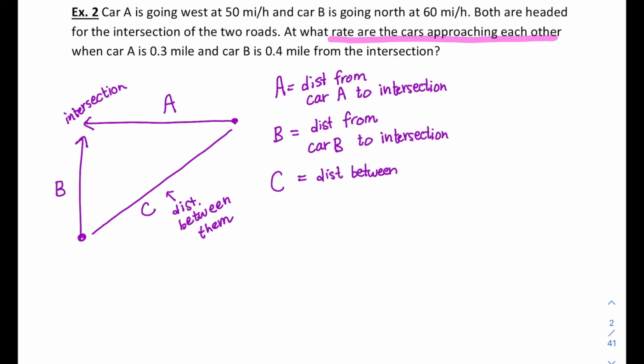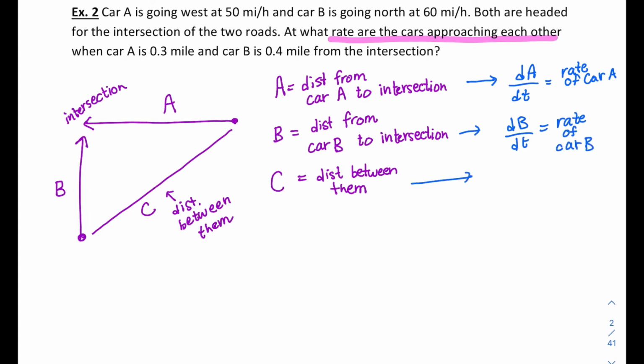And if you think about it, we are looking at how quickly these distances are changing. We know some of those values, and we're looking for the rate at which the cars are approaching each other. So dA/dt is going to be the rate of car A, its speed. dB/dt is the rate of car B, and dC/dt is going to be what we're looking for, the rate at which the cars are approaching one another. So that is what we're going to eventually be solving for when we set this up.